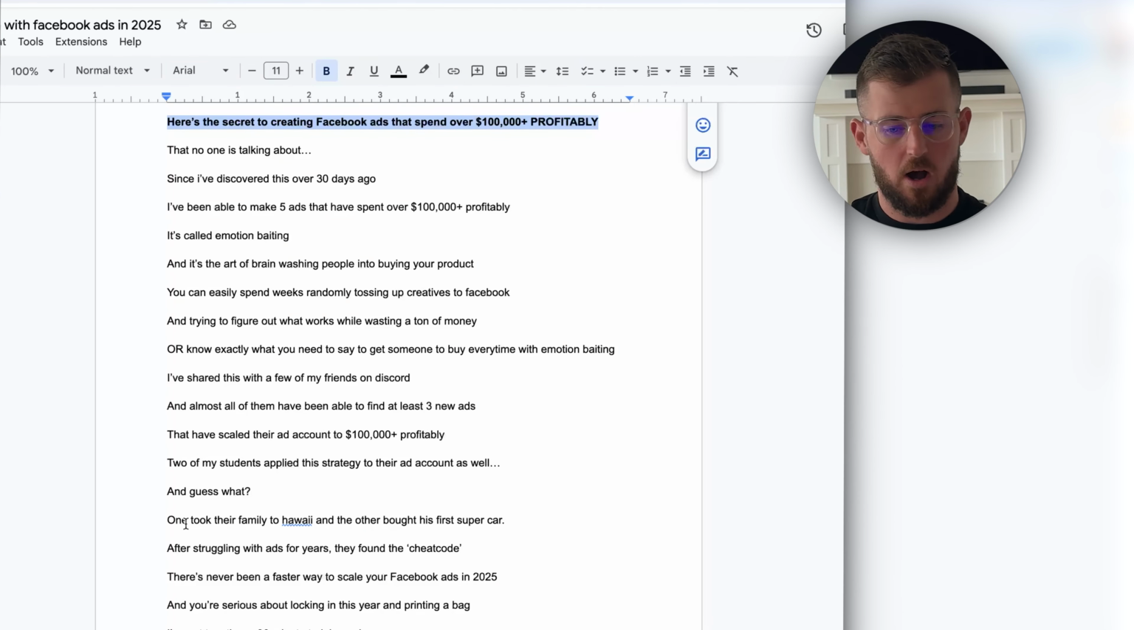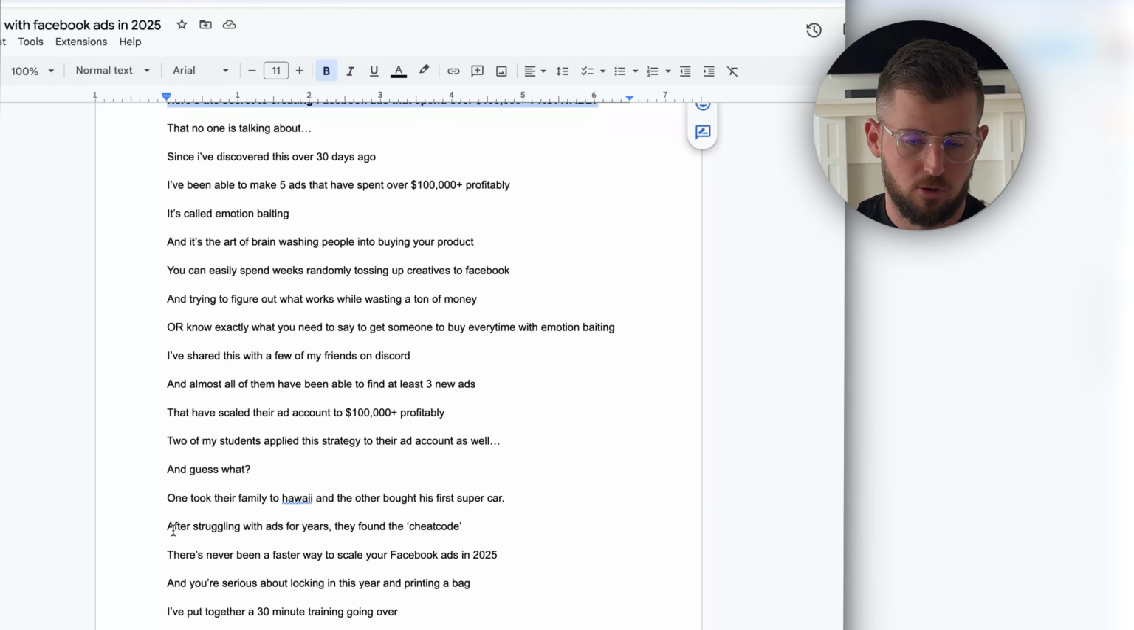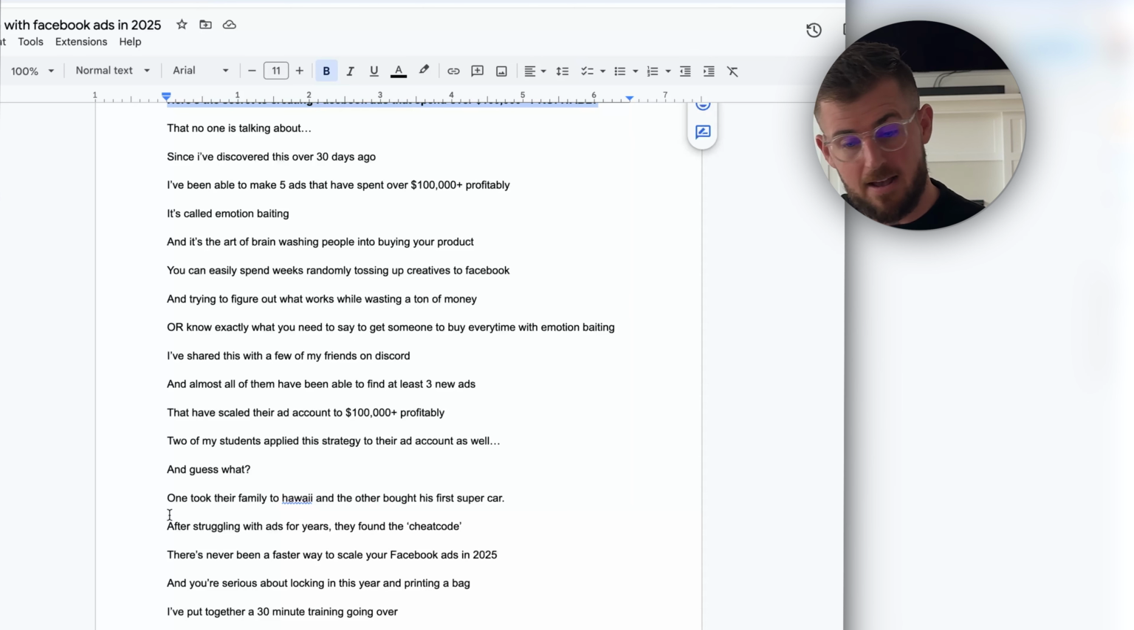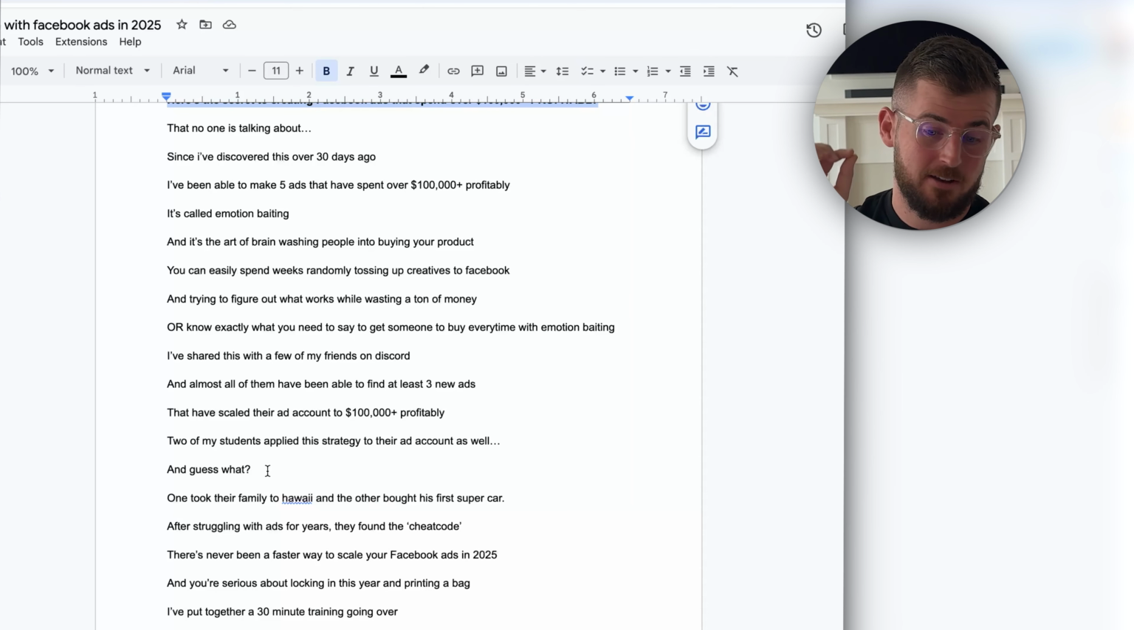One took their family to Hawaii and the other bought his first supercar. That's actually a real success story right there. I've had two inner circle students buy supercars, and I've had one inner circle student take his family to Hawaii. So that's actually very real right there.